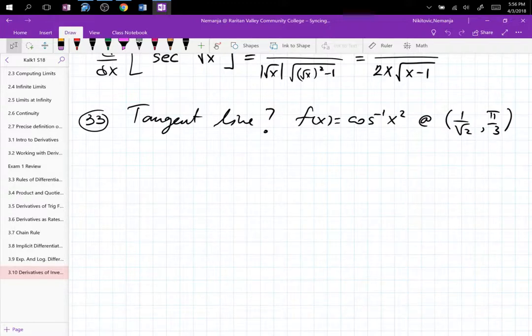Okay, sounds like you guys are done with the tangent line. So what's the tangent line? 21? Okay, no. Anyone else?